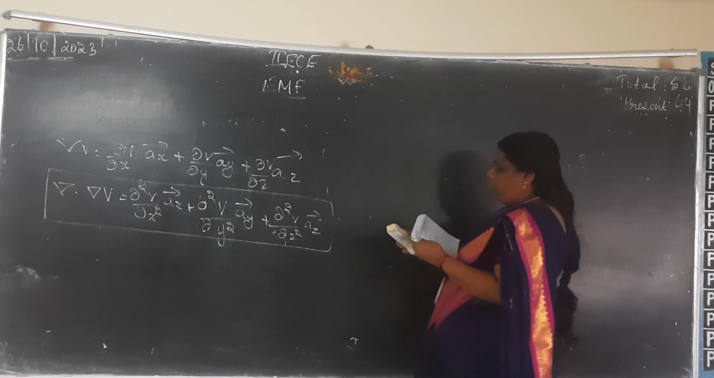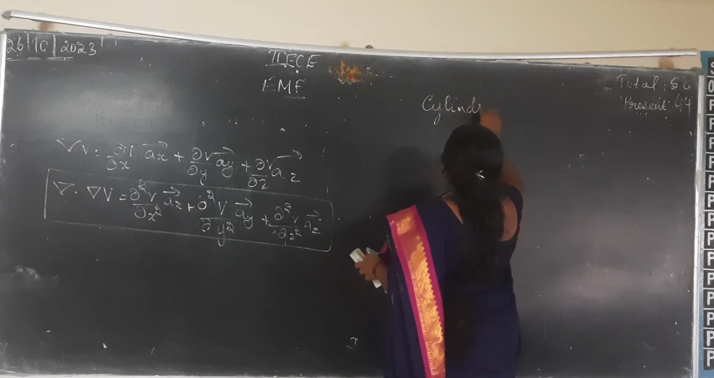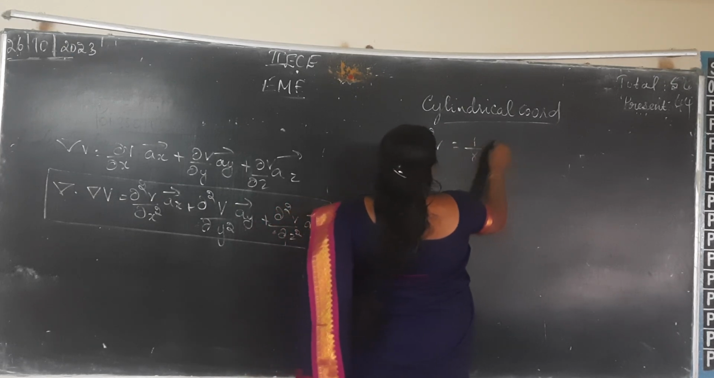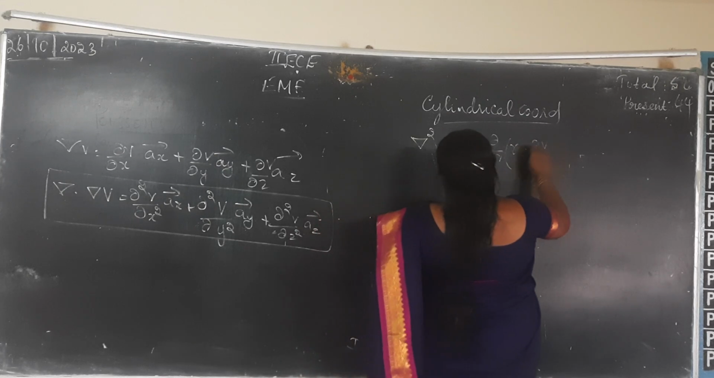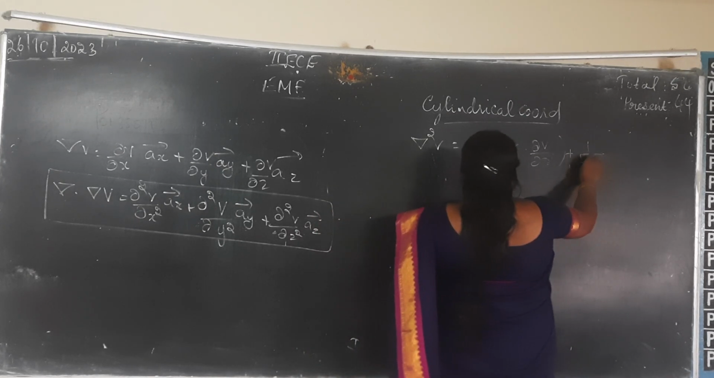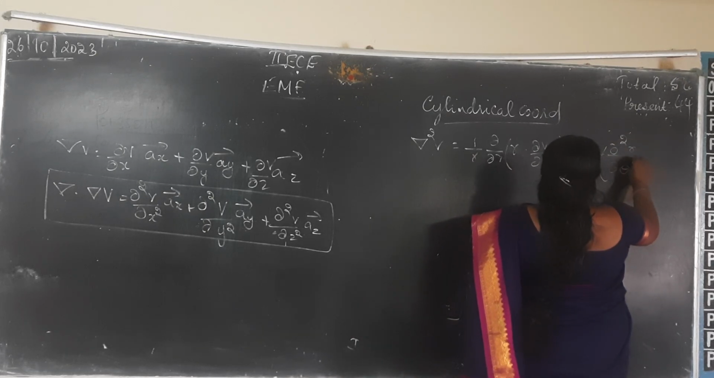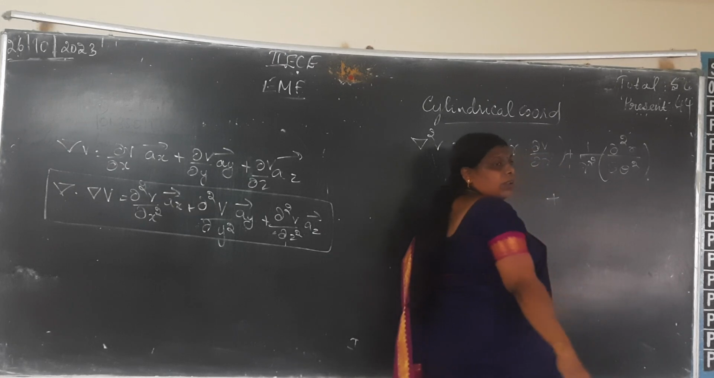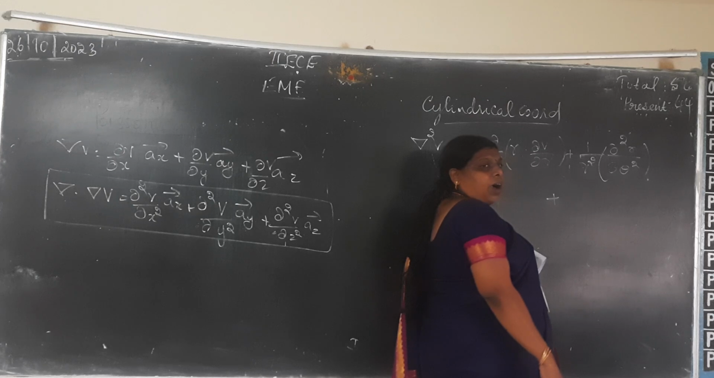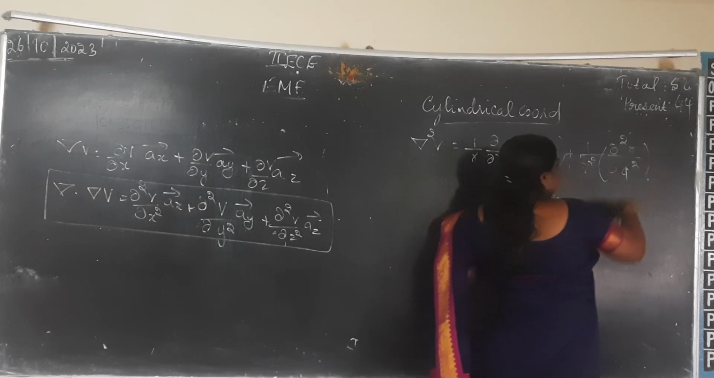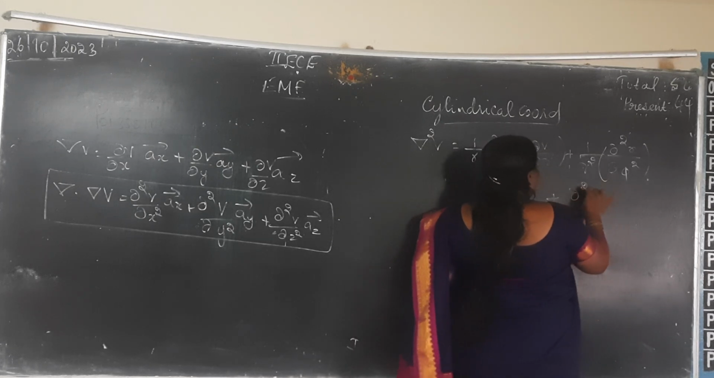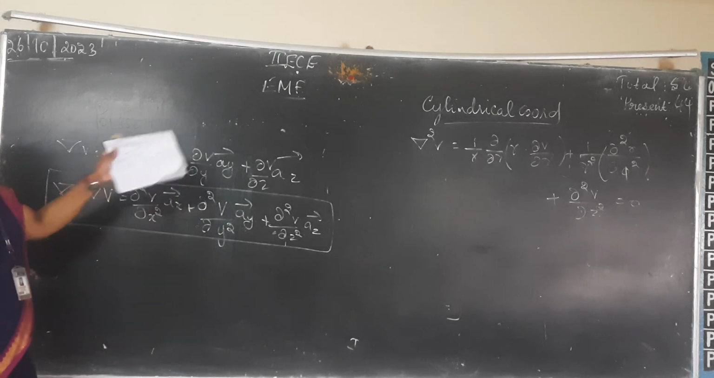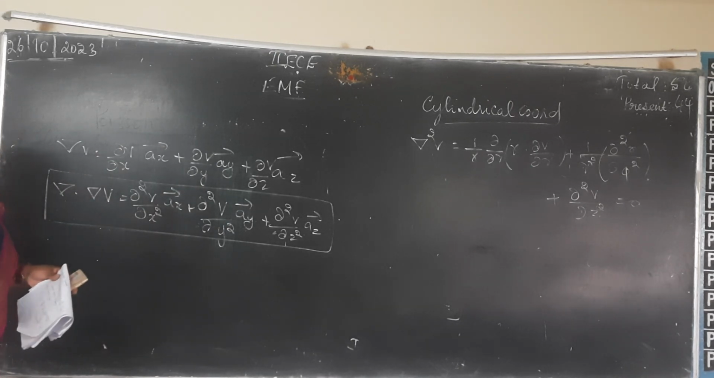Now we'll move on to the cylindrical coordinate system. It is given by del square V is equal to 1 by r into ∂/∂r of r into ∂V/∂r, plus 1 by r square into ∂²V/∂phi square, plus ∂²V/∂z square is equal to 0. This is the expression for the cylindrical coordinate system. You have to learn that by heart. Otherwise, you have to go with your basic formula and derive.